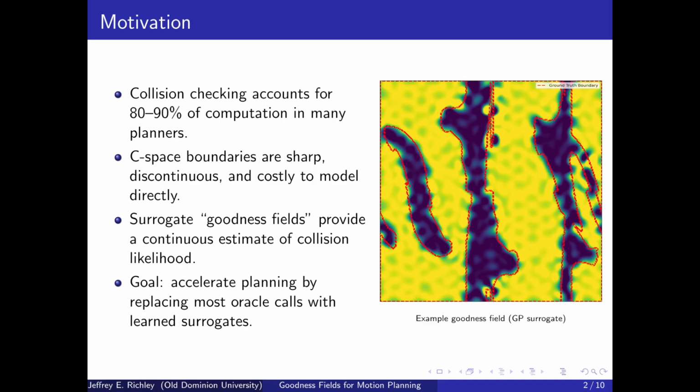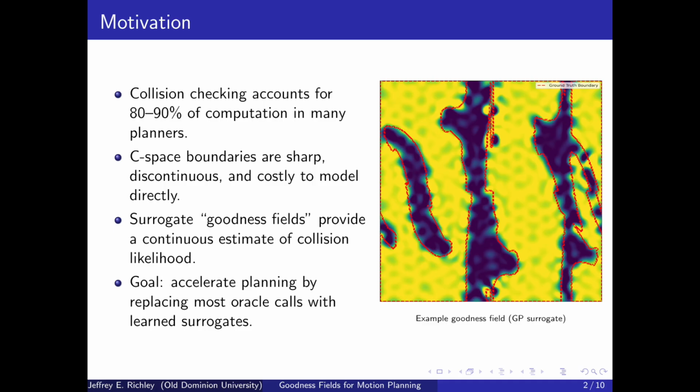The challenge is that configuration space boundaries are inherently sharp and discontinuous. Small changes in configuration can abruptly switch a state from feasible to infeasible, which makes these boundaries costly to evaluate and difficult to model directly.